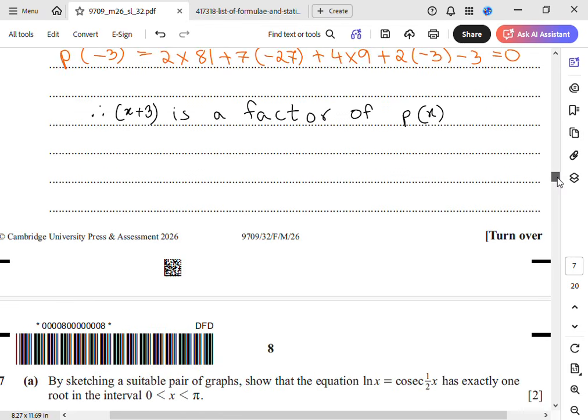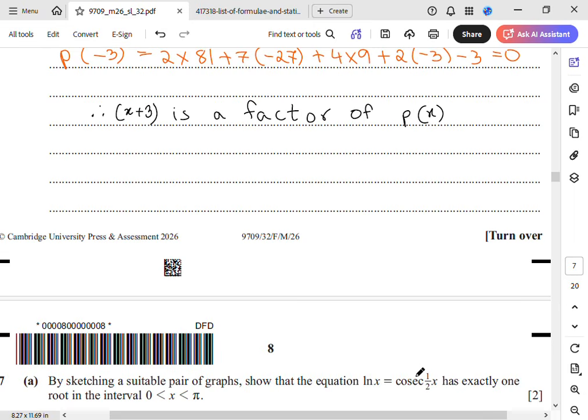It says by sketching suitable pairs of graphs show that the equation ln x equals cosec half x has exactly one root in the interval 0 to pi. Right? So if you sketch this, you'll see that they will intersect at a single point. That means they'll have one solution. So you're expected to know the graph of ln x, you're expected to know the graph of cosec half x.